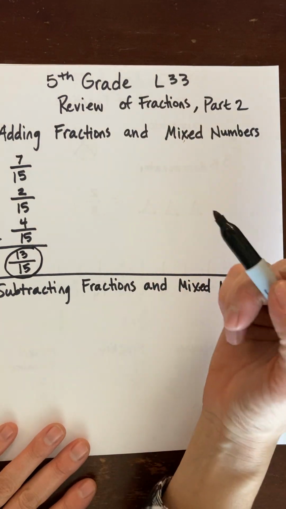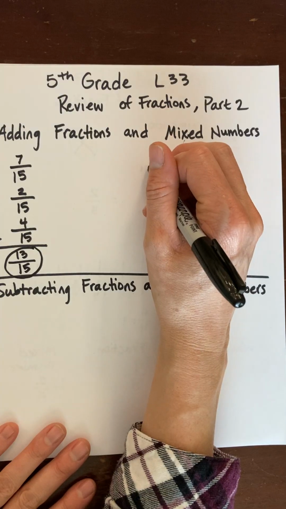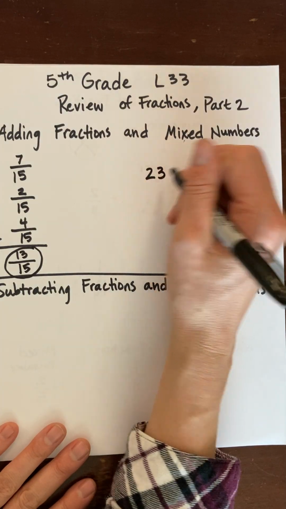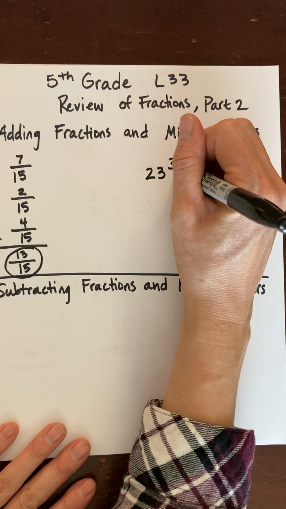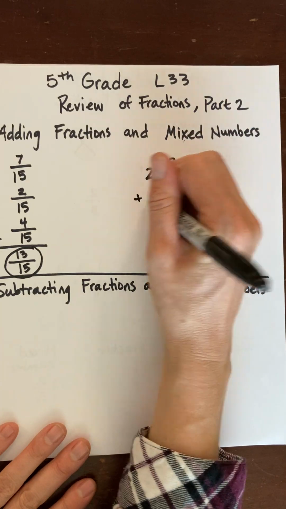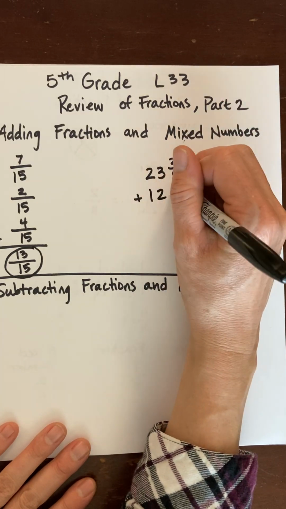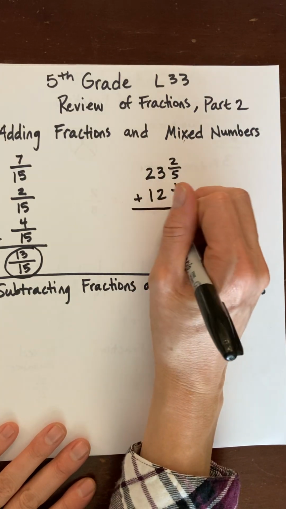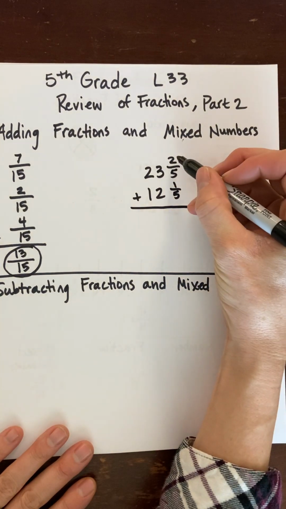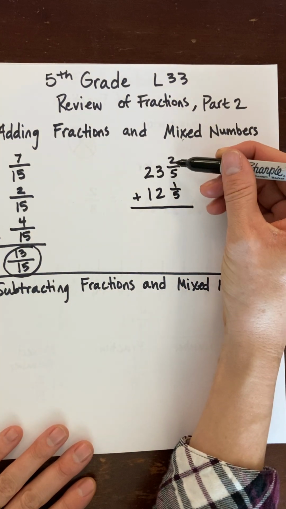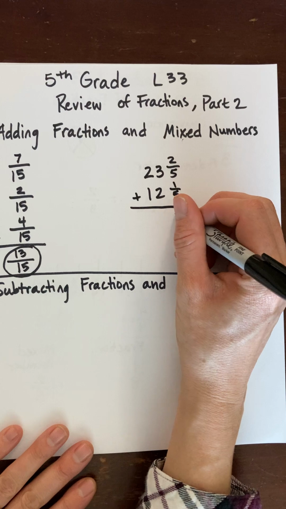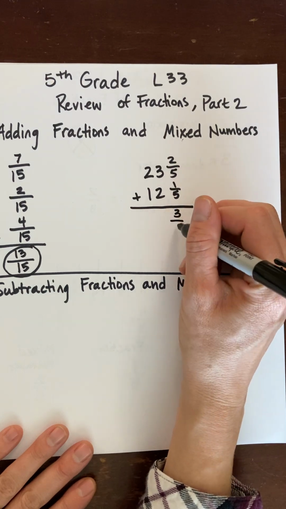Adding mixed numbers is just the same or very similar. We're going to have, let's say, 23 and 2/5 plus 12 and 1/5. So for our fractional part, we're going to add that first. 2 plus 1 is 3. Our denominator is 5. That's going to stay the same.